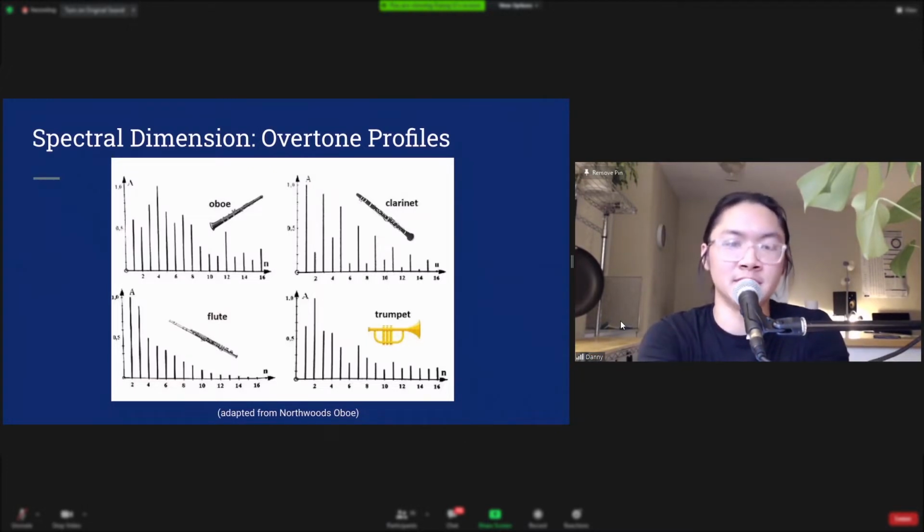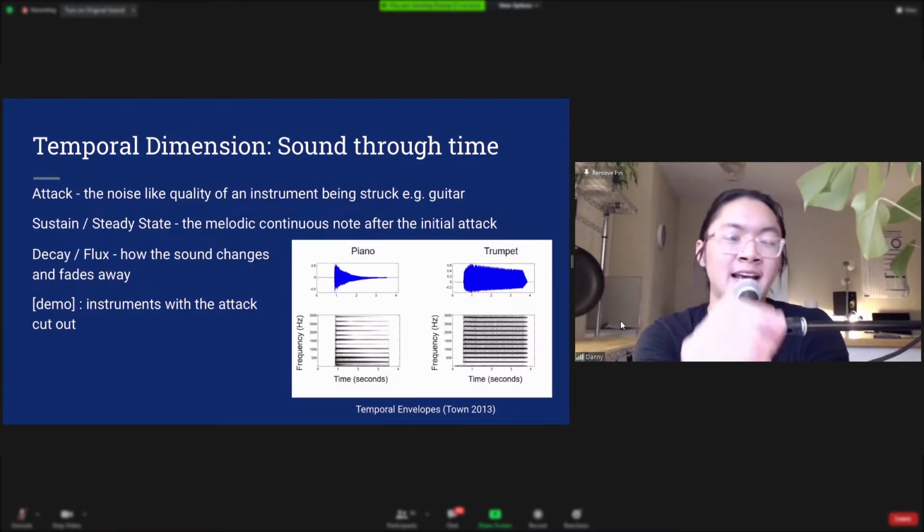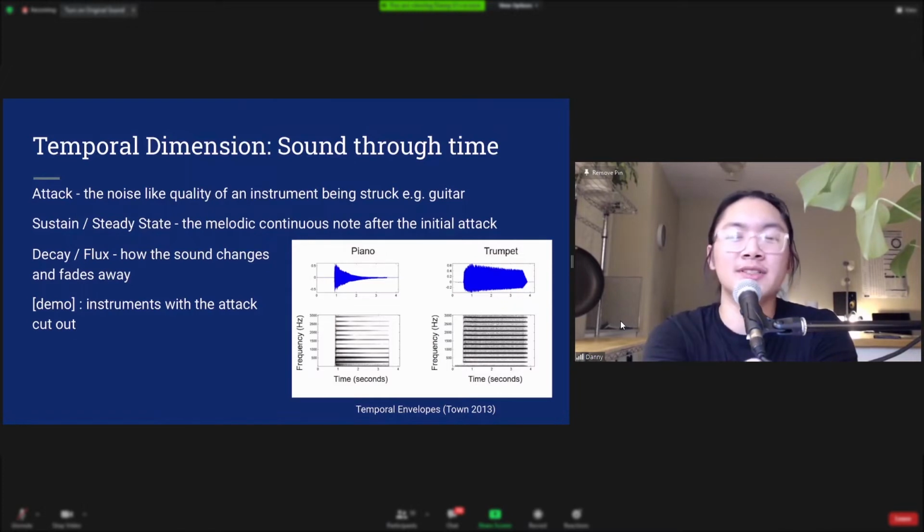This is the main reason different instruments sound different. But that's not the full picture because there's also a temporal dimension to timbre. Now, the temporal dimension involves the attack, the sustain, and the decay. The attack is the noise-like quality of an instrument being struck.